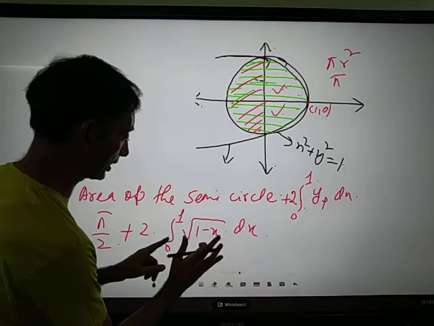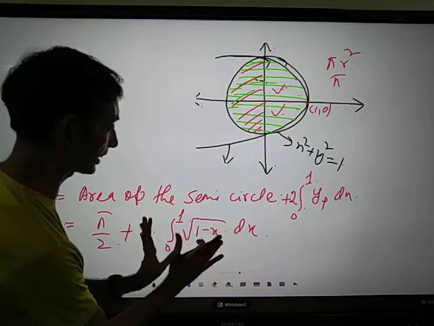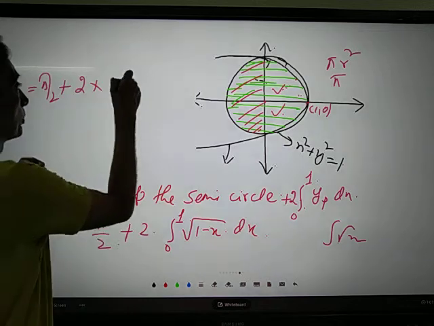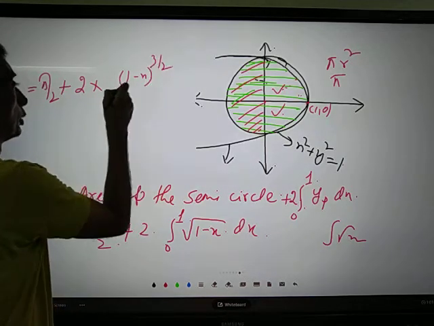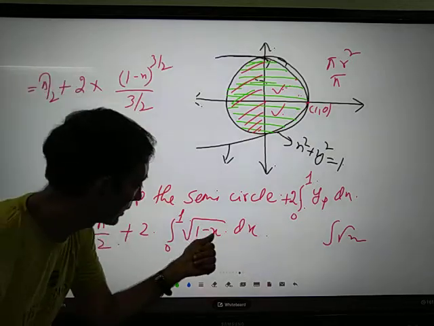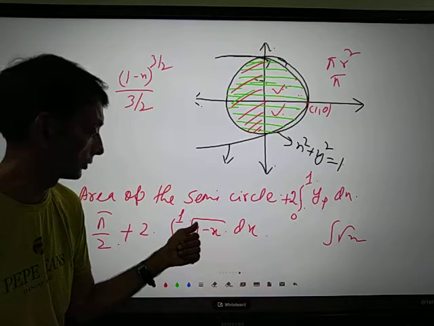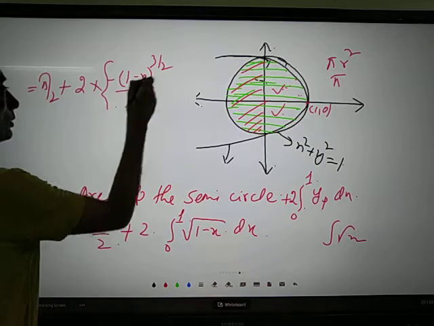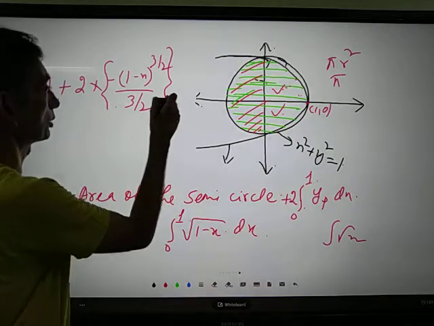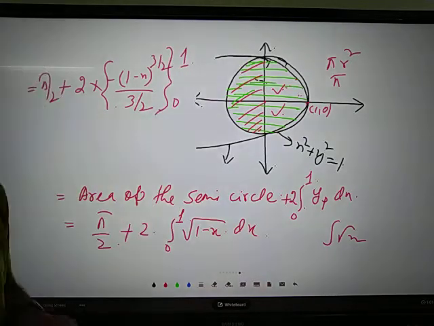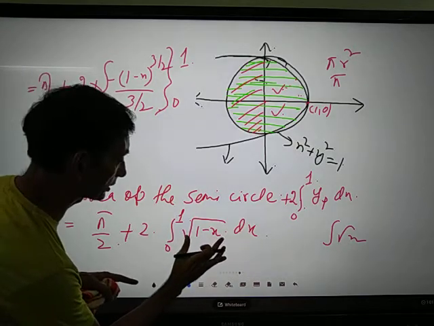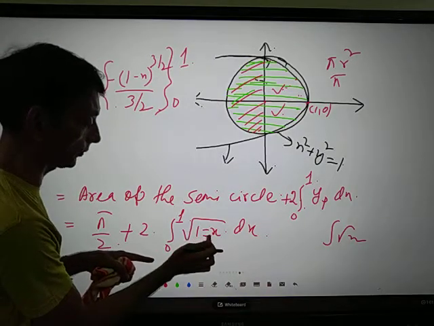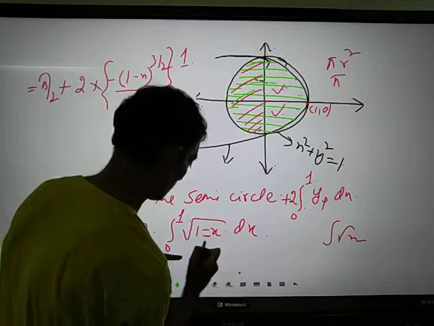So we'll integrate this. This is 1 minus x to the power half. So it's exactly the same as integration of root x. So what is integration of root x? It is x to the power 3 by 2 by 3 by 2. So it will be 1 minus x to the power 3 by 2 by 3 by 2. But since the coefficient of x is minus 1, this will be multiplied by minus, and this is 0 to 1. So this is root x integration, that is 3 by 2 by 3 by 2, and in place of x, 1 minus x is there.